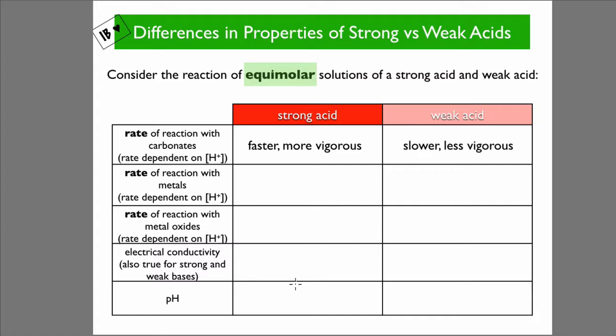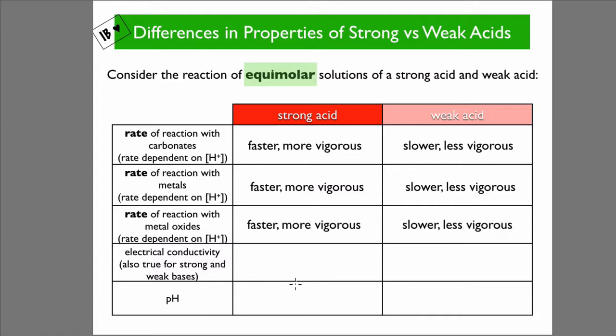What about the rate of reaction with metals? Again, it depends on the concentration of hydrogen ions. Strong acids have a higher concentration of hydrogen ions, so the reaction is faster and more vigorous, and yes, you guessed it, it'll be slower and less vigorous in weak acids. The rate of reaction with metal oxides is faster and more vigorous with strong acids, and slower and less vigorous with weak acids. I think you're getting the idea here.